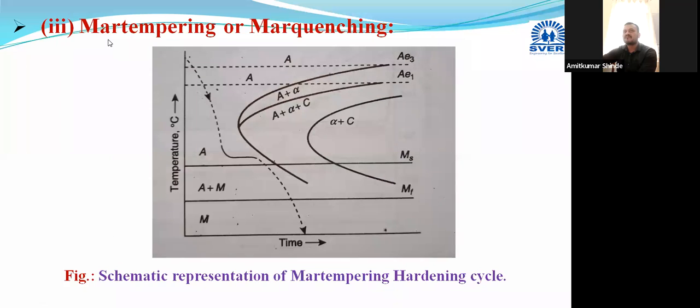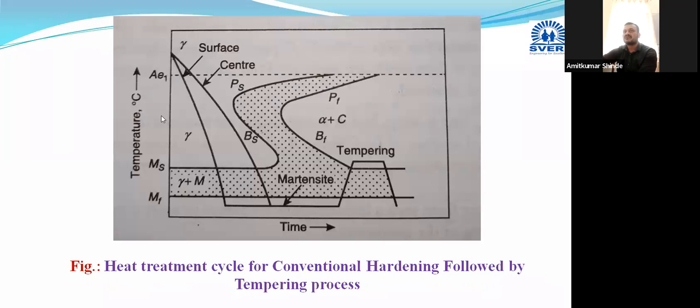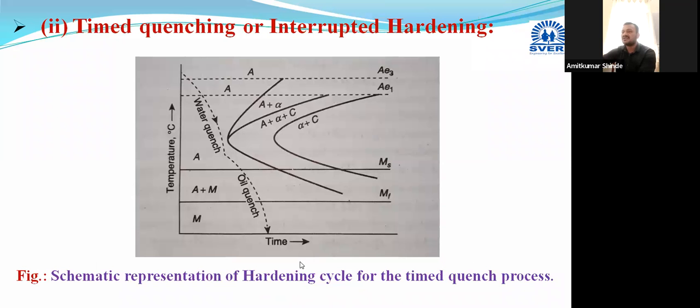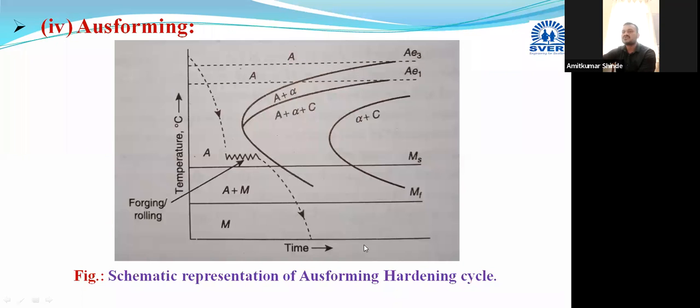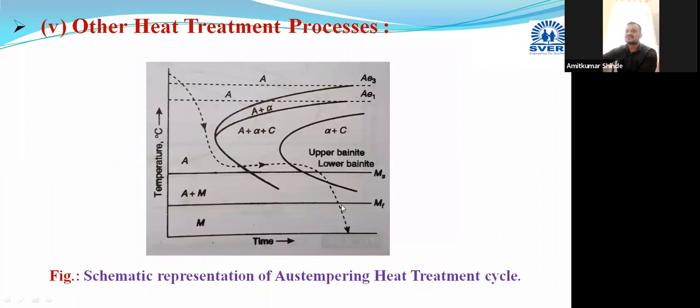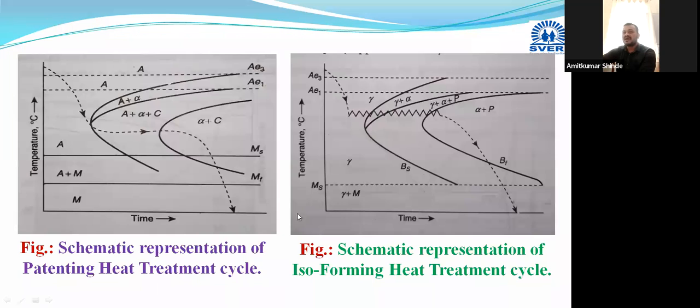Ausforming, martempering, then time quenched and conventional hardening, you can consider these four as hardening types: conventional hardening, then interrupted or time quenched hardening, martempering and ausforming. These are some other heat treatment processes where we are not getting martensite, but desired properties are obtained by using different mediums. Here bainite is obtained, and in these two cases pearlite is obtained. Out of these two, in isoforming, finer pearlite is obtained.